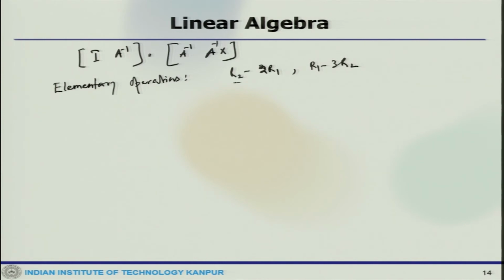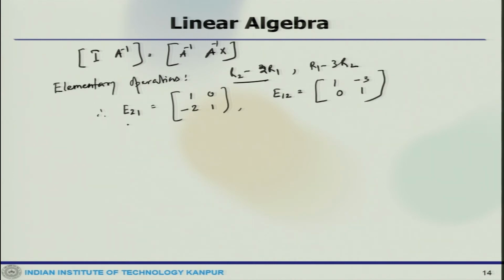So, my E21 would be [1 0; -2 1] and E12 would be [1 -3; 0 1]. So, these are my elementary matrices. So, my upper triangular matrix U would be E12 E21 A.